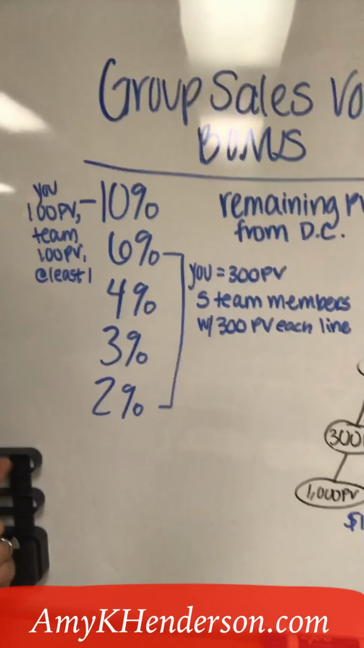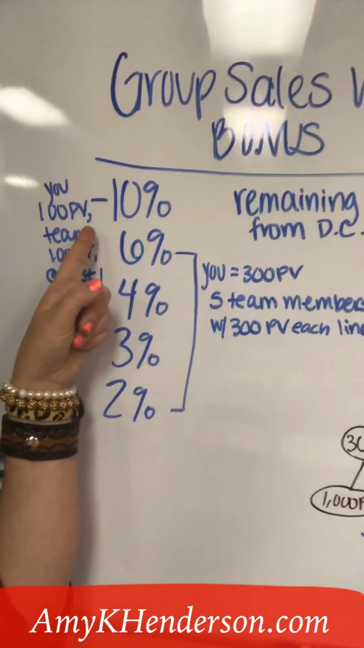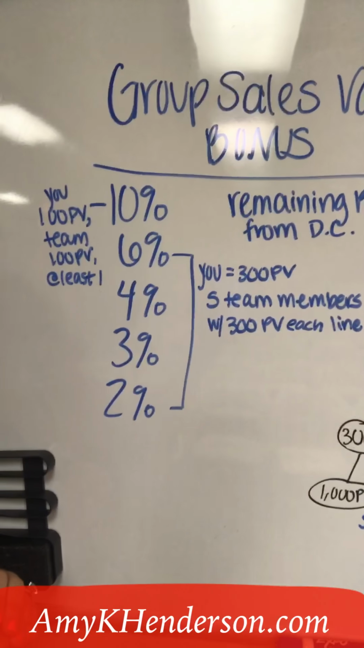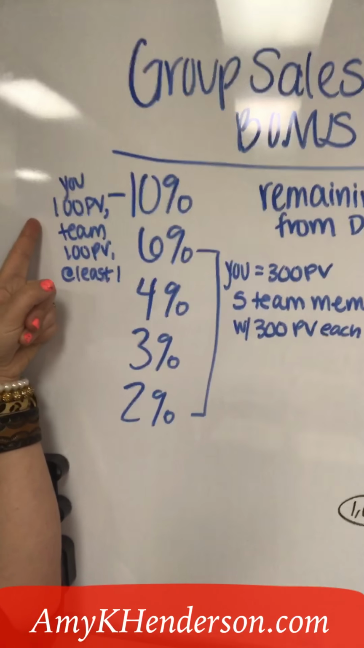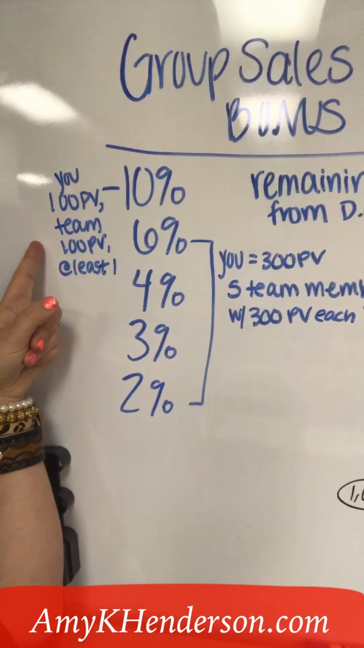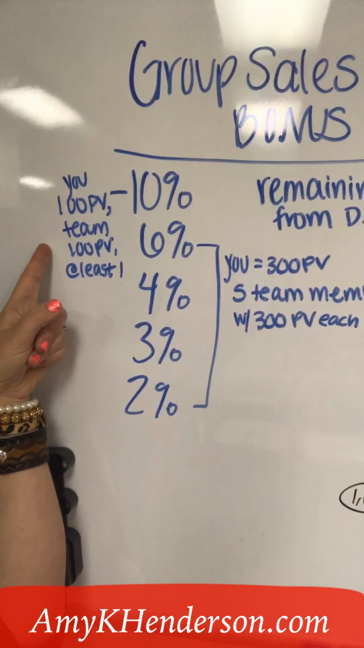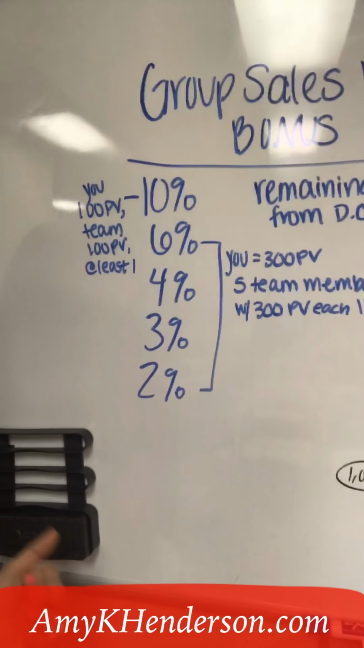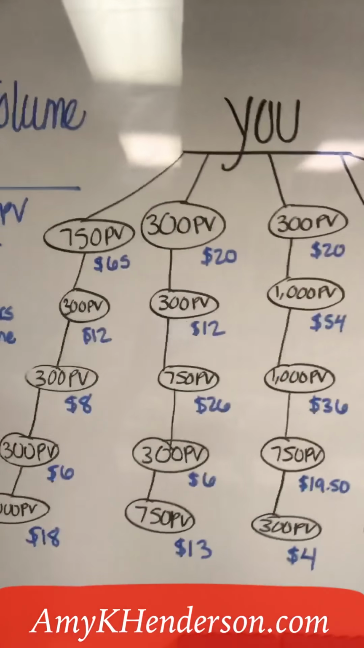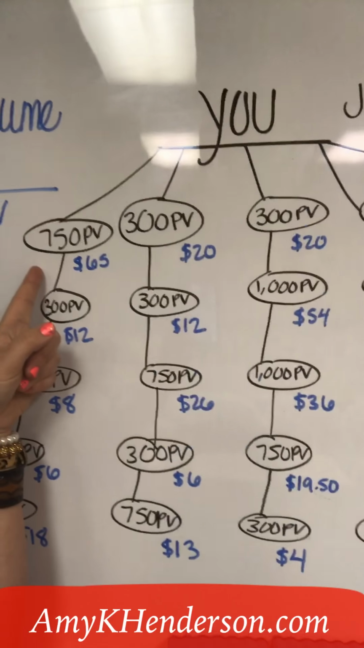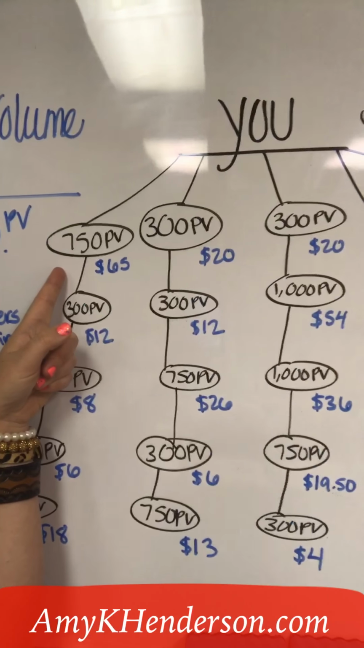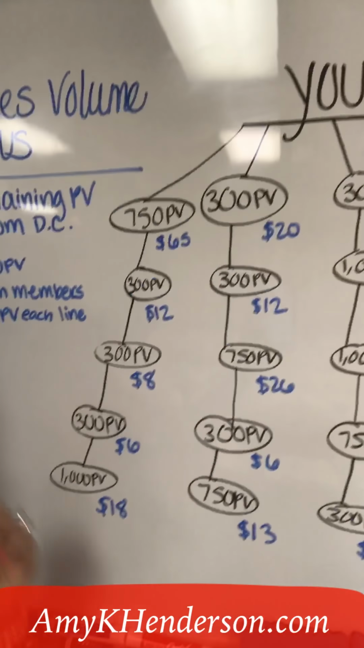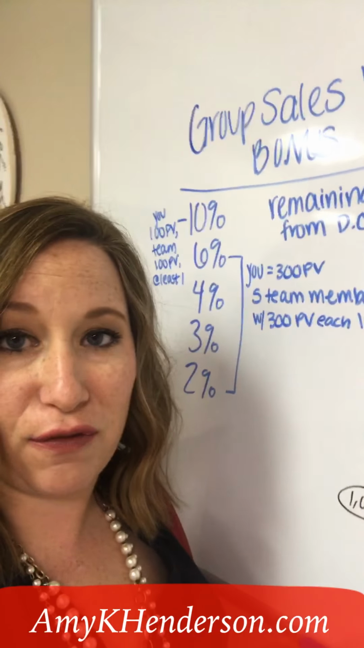So on your first line, you're going to get paid 10% of the remaining PV that your team member has ordered in a single month, as long as you order 100 PV and any one person on your first line orders 100 PV. So all you need is one team member to get paid group sales volume bonus on your first line only. So in this example, 750 PV is what this particular team member of yours ordered. You're going to get paid 10% of the remaining PV that's now been deducted from your downline commission.